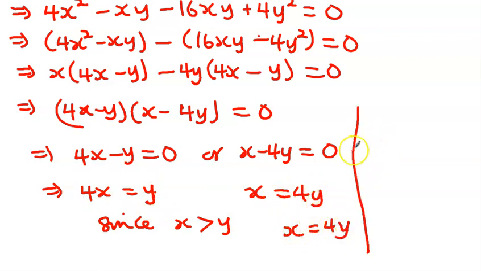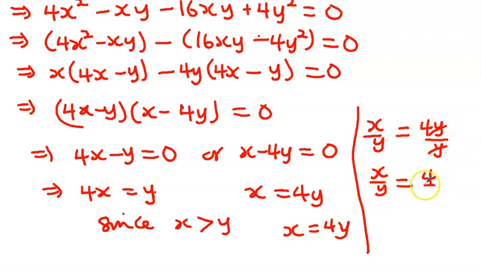Now we can divide both sides by y. So we have x over y is equal to 4y over y. This will cancel here. So we have x over y is equal to 4 over 1. But we were asked to find the ratio. So therefore, x is to y will be equal to 4 is to 1.